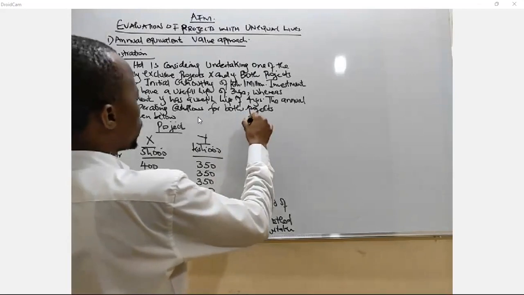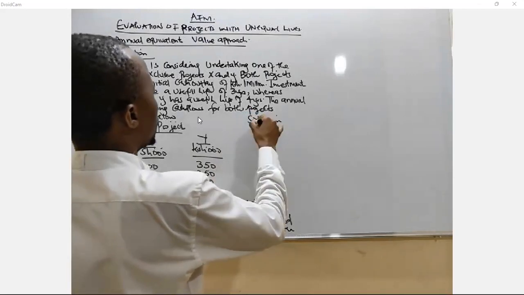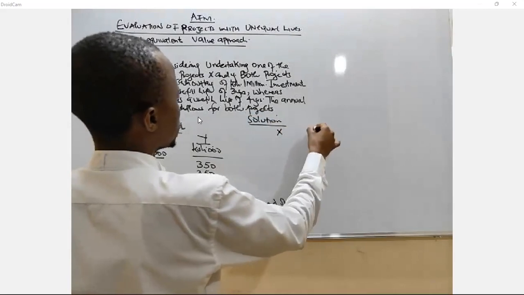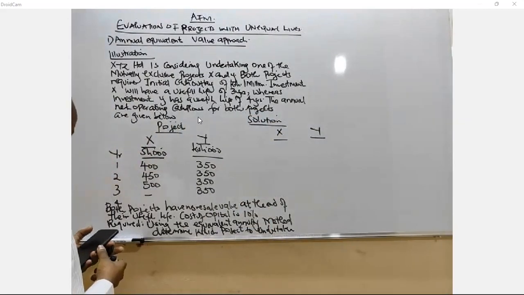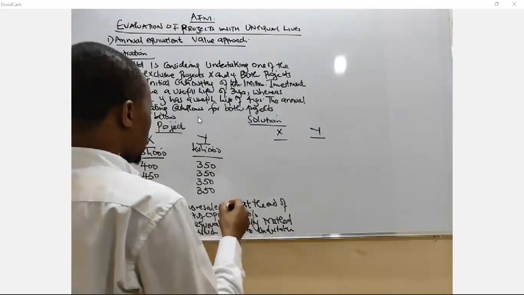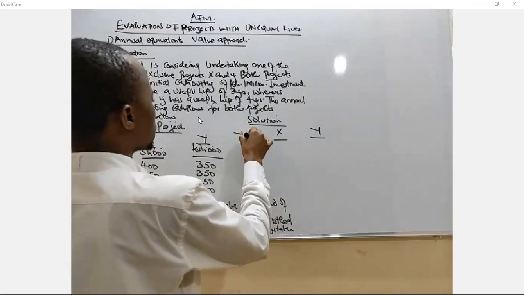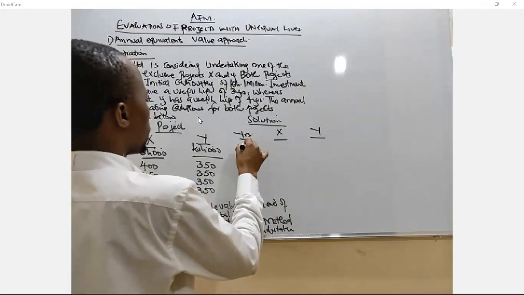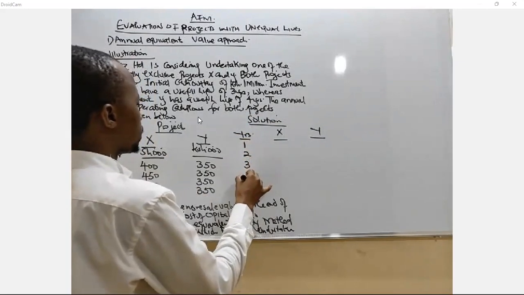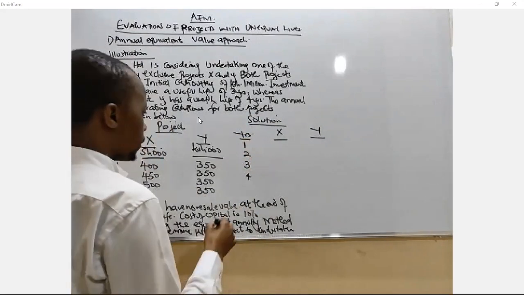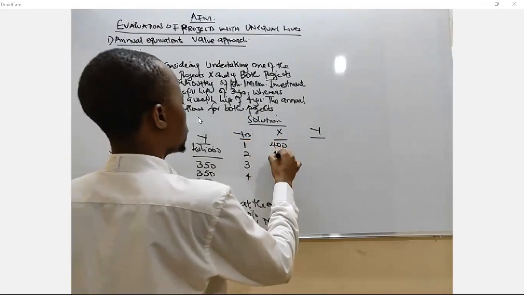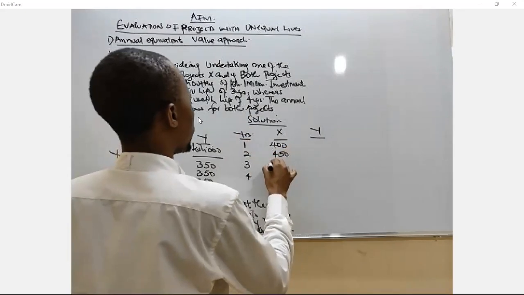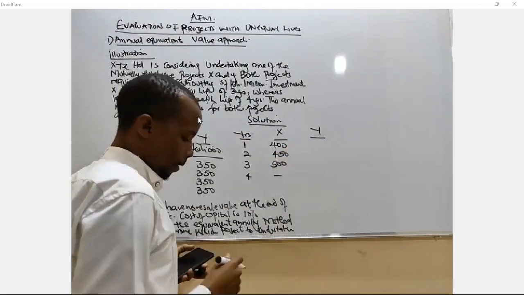So let me look for a solution. Our solution should be looking like this, right? In this case, we have years by the side here: year 1, 2, year 3, and year 4. And we have 400, correct? So we have 450, and then we have 500. Here we don't have anything.